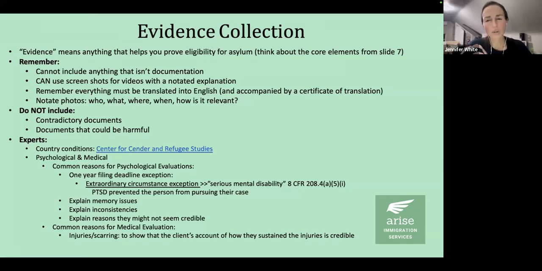But one thing to note too is that list is not exhaustive. The regulations actually say that. These are just examples. It's not an exhaustive list. So if you have something that you think is arguable, you might want to go for it and make the argument even though it's not a part of the list.